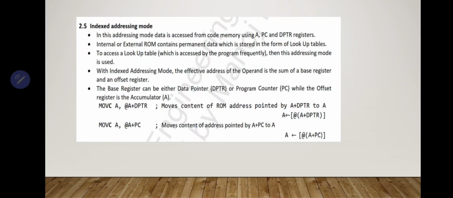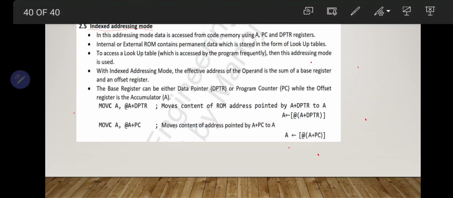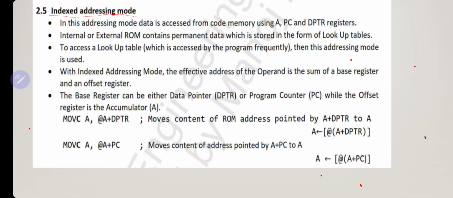Now the last addressing mode is indexed addressing mode. In this addressing mode, data is accessed from code memory using A, PC and data pointer registers. Here we are using the A register, the PC register and the data pointer. A, PC means program counter, and data pointer. It is indexed addressing mode. This is indexing something.